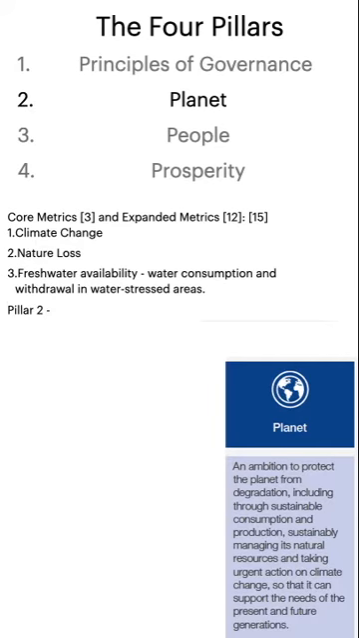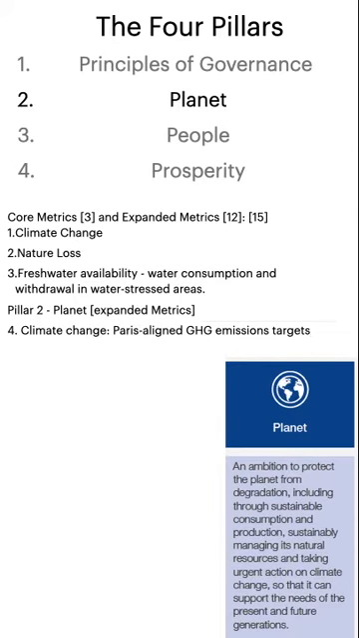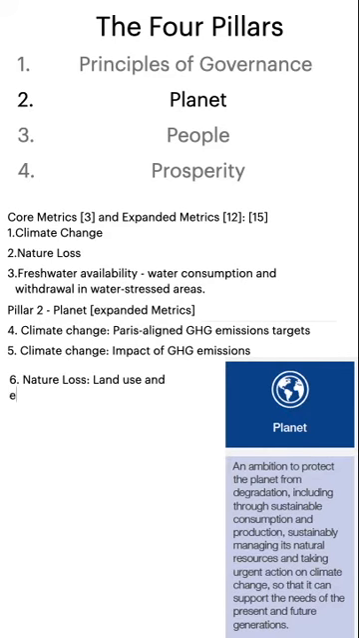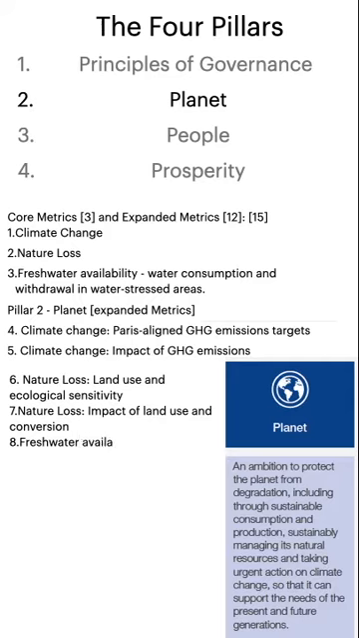Pillar 2. Planet, expanded metrics. 4. Climate change, Paris-aligned GHG emissions targets. 5. Climate change, impact of GHG emissions. 6. Nature loss, land use and ecological sensitivity. 7. Nature loss, impact of land use and conversion. 8. Freshwater availability, impact of freshwater consumption and withdrawal.